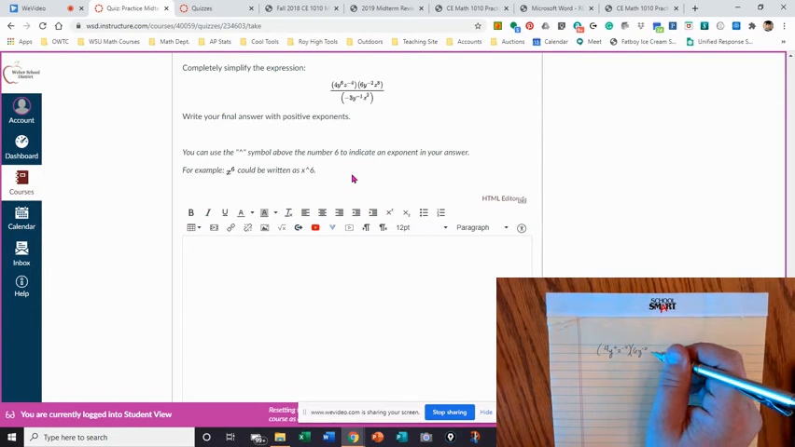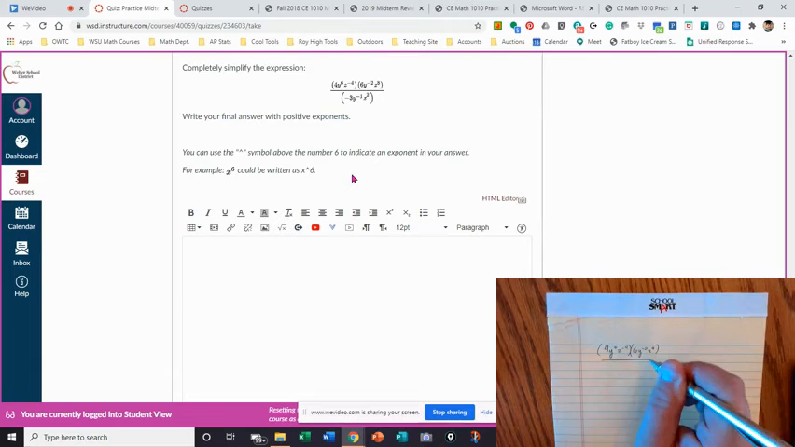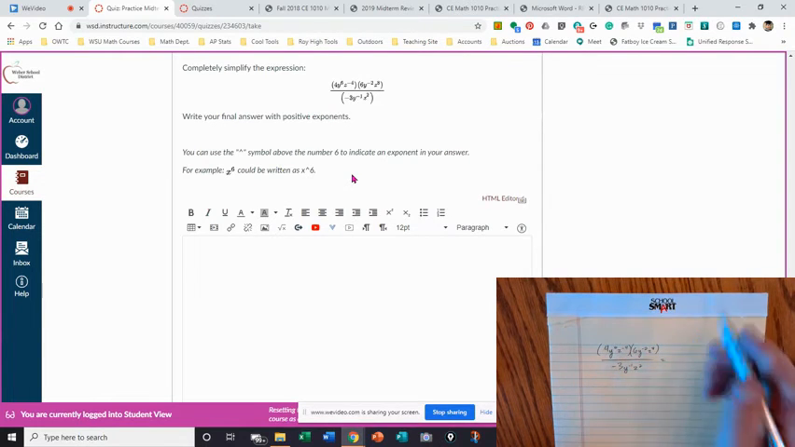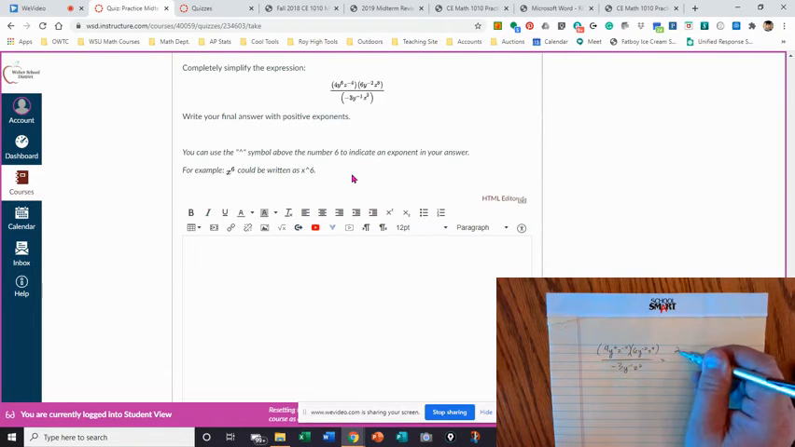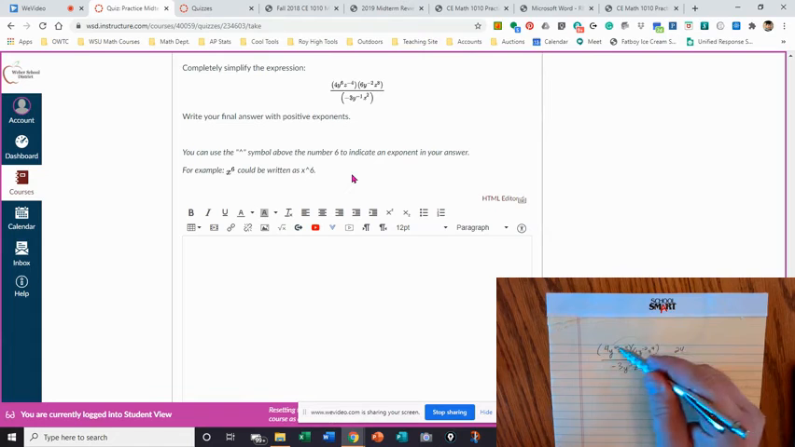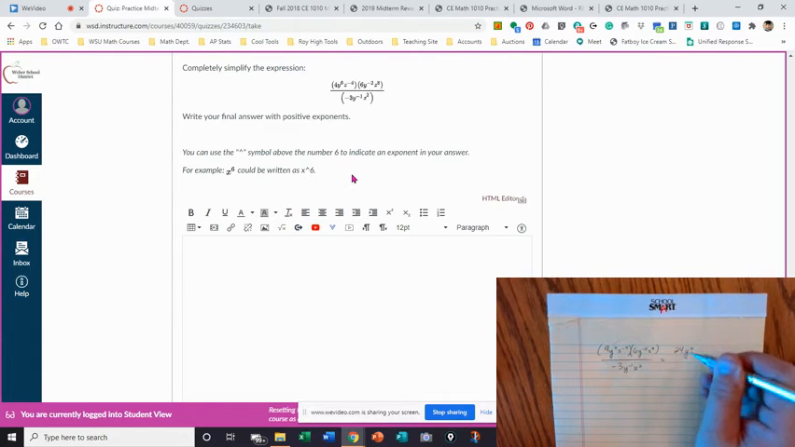Y to the negative 2, z to the power of 8, all over negative 3, y to the negative 1, z to the power of 2. Okay, so I'm looking at the top. 4 times 6, I'm going to simplify this. 4 times 6 is 24. Y and y, 6 plus a negative 2 is 4. Z and z, negative 4 plus 8 is 4. And I've got on the bottom negative 3, y to the negative 1, z to the second.